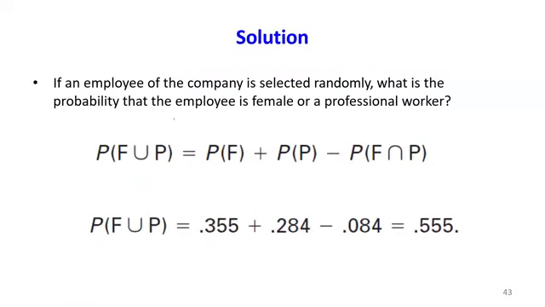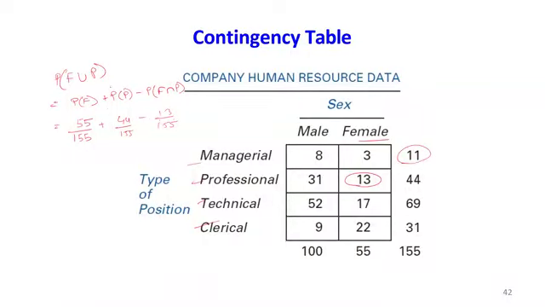Okay, now let's look at the answer. They have given the ratio, so you can go and check. This is how you can calculate the probability of being female or professional.